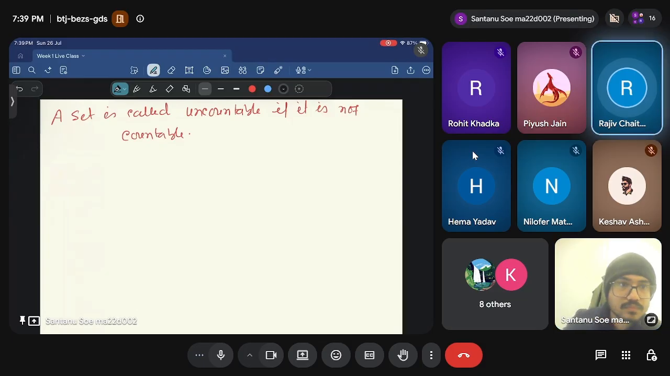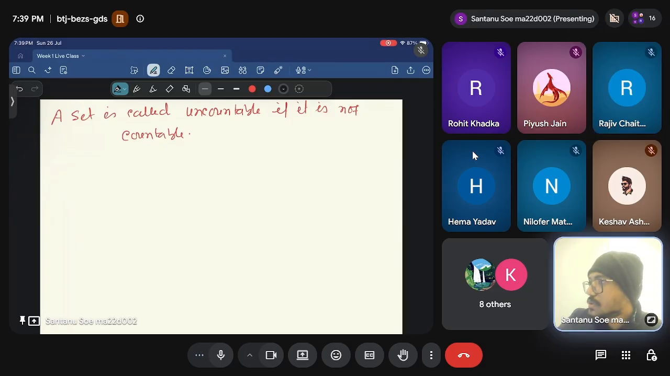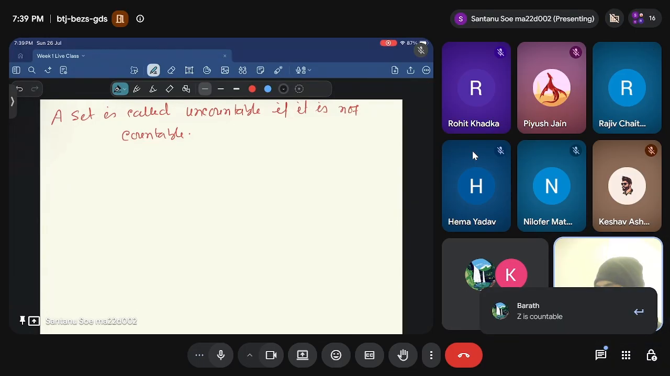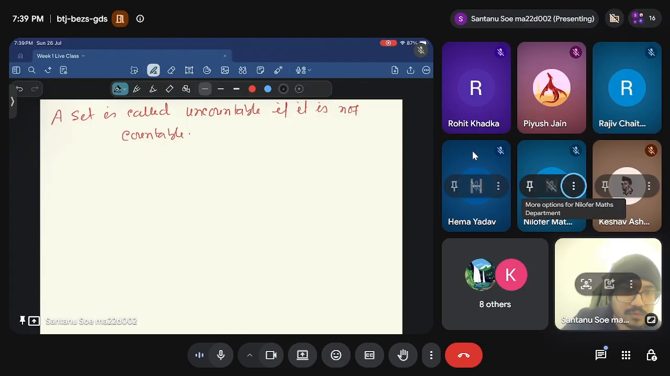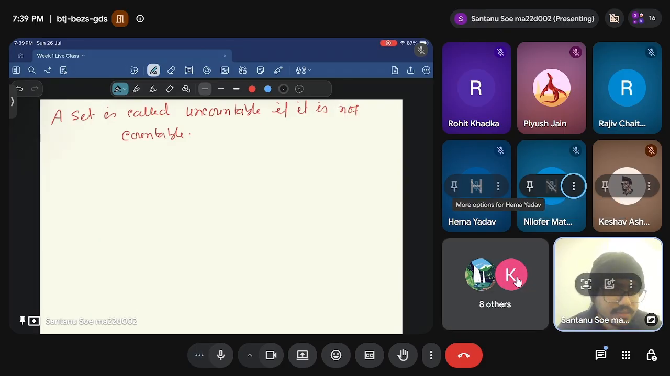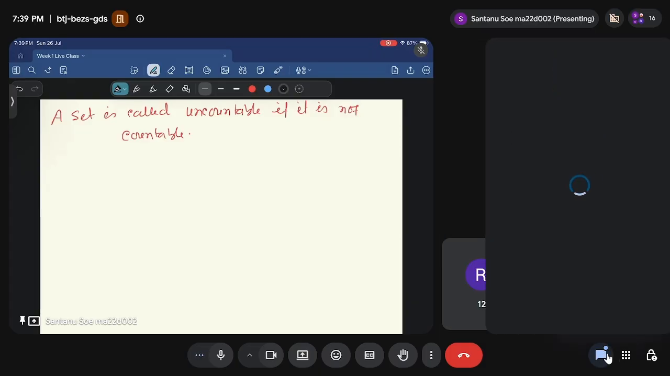Set of rational numbers. Why is it so? Do you know? I did do that, but I don't remember right now. Anyone know the proof why Q is countable? Okay, so before going to Q, what about the set of integers? I think someone wrote in the chat that Z is countable, isn't it?